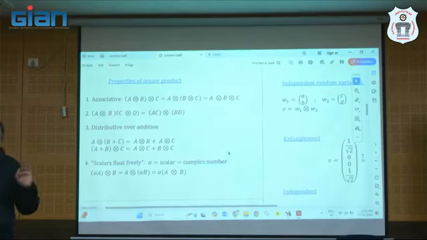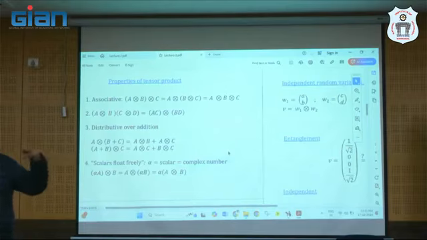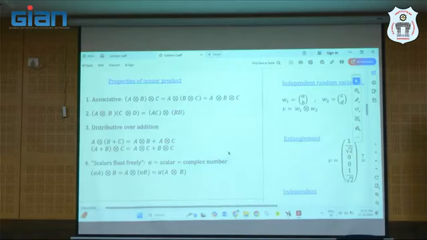Correct? A tensor B tensor C, it is clear. The order of the operation doesn't matter. First you tensor A, B, then you tensor C from the right, or you first tensor B and C, then you tensor A from the left, doesn't matter. You are going to get the same thing. That is why it is called the associative property. Like for example, if you are multiplying three numbers A, B, C, first I multiply A, B, then I multiply C, or I multiply B, C, then I multiply A, doesn't matter. Agreed?